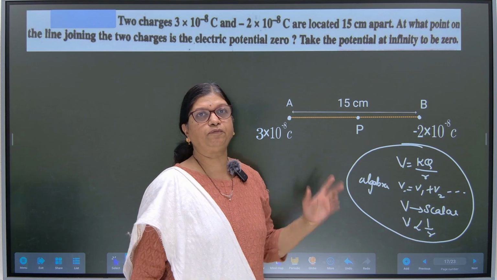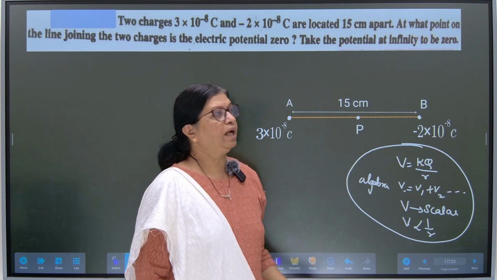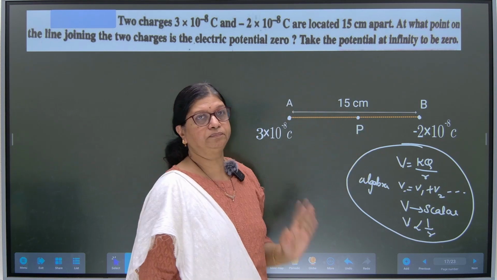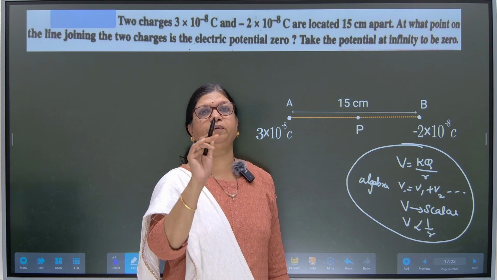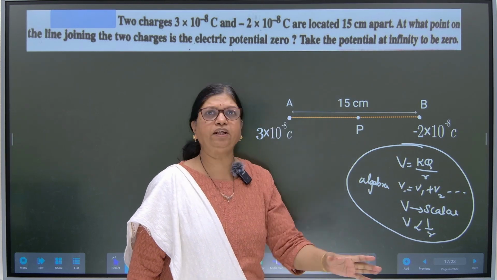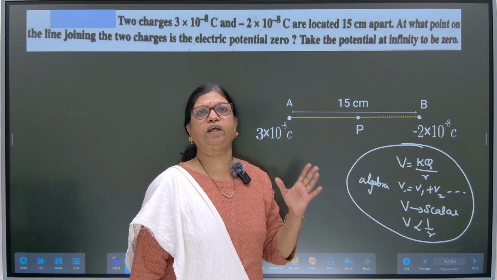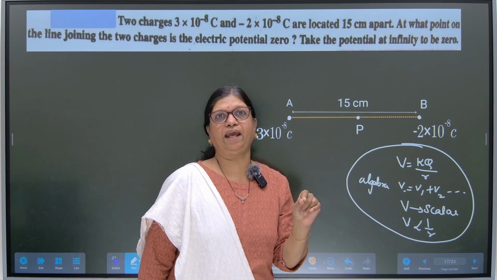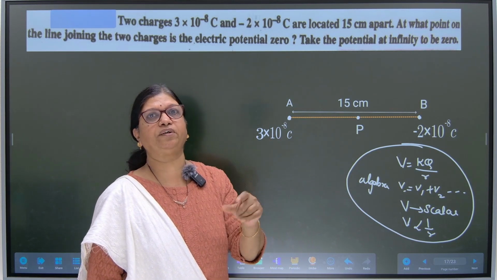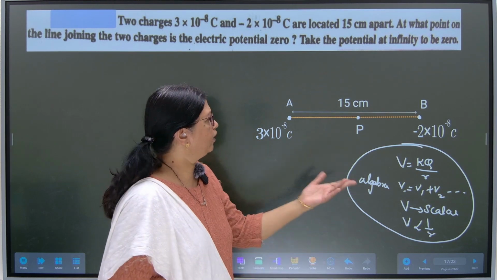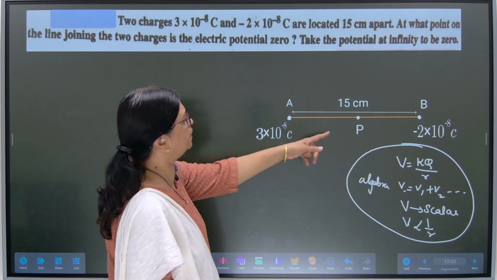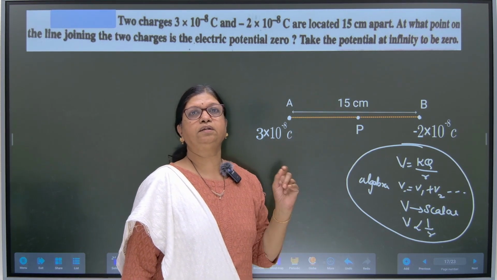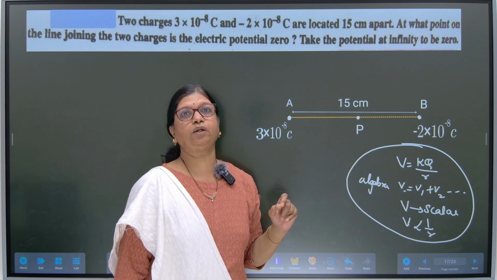So I am expecting that the electric potential at the point P is 0. Where is the point P, from A or B? I don't know. While copying the charges, you should be very careful. And even if you don't want to draw a diagram, it's okay; you can draw it in the mind if you are quick enough. But it is always better to draw the diagram and keep it ready for reference.